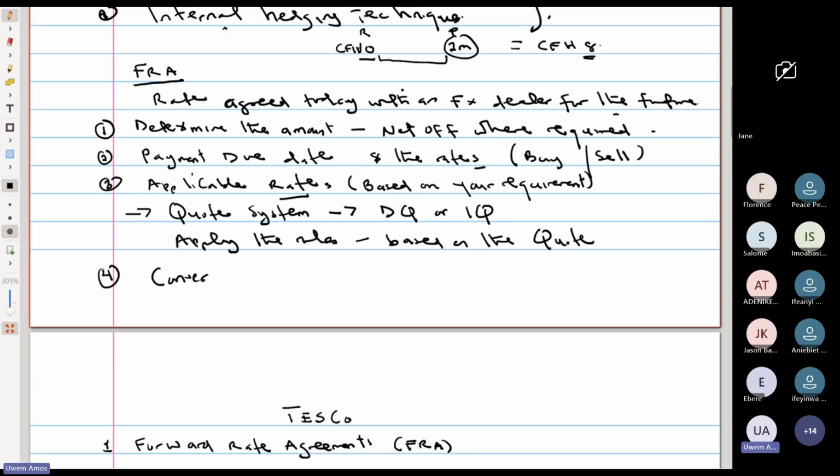When we say convert, we're basically saying determine the equivalent in your local currency. So what is the Naira equivalent of that dollar? Or what is the Naira equivalent of that pound I want to buy? Or what is the Naira equivalent of the dollar I want to sell? So determine the value in your currency by converting.